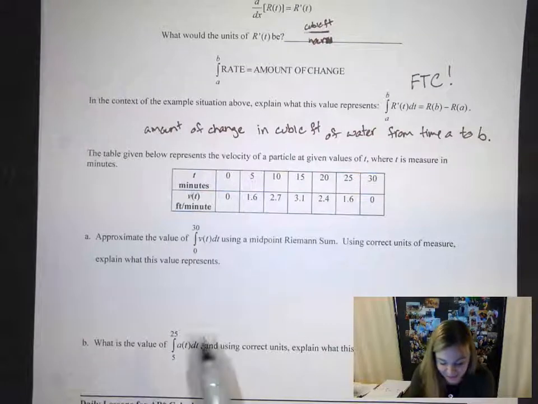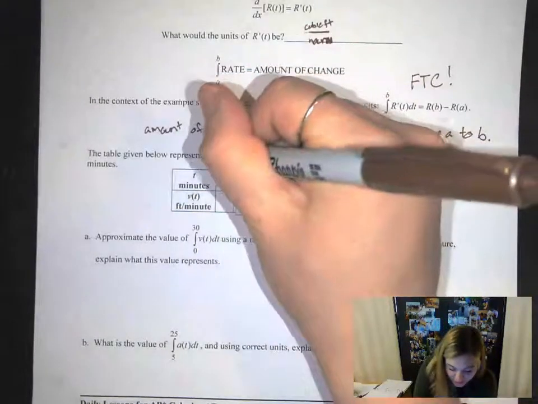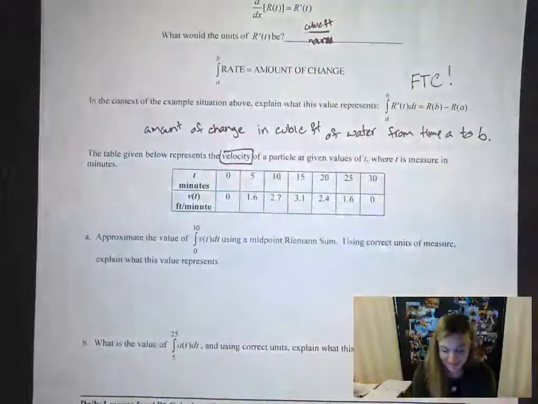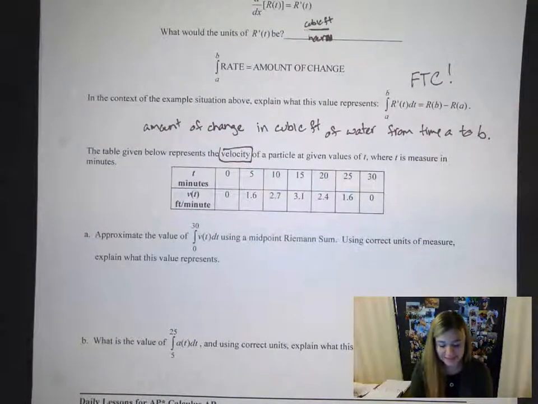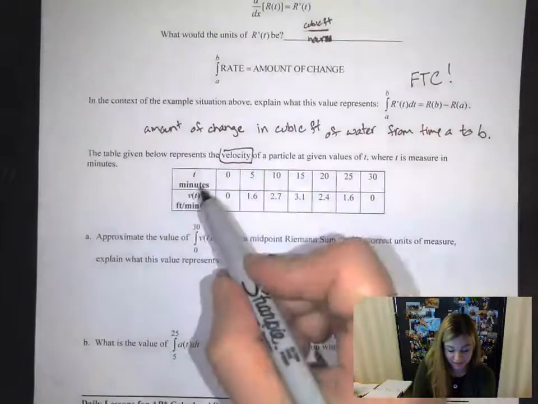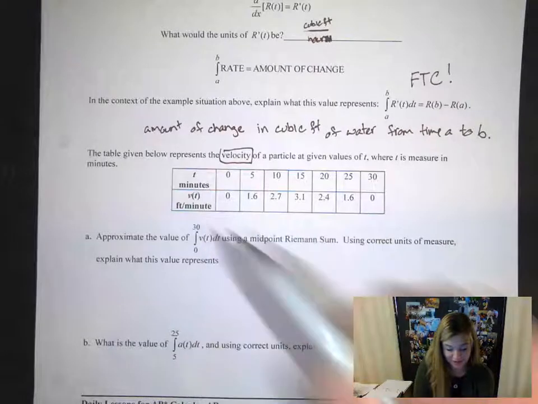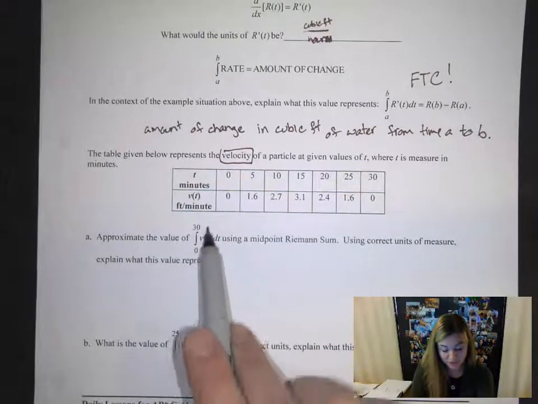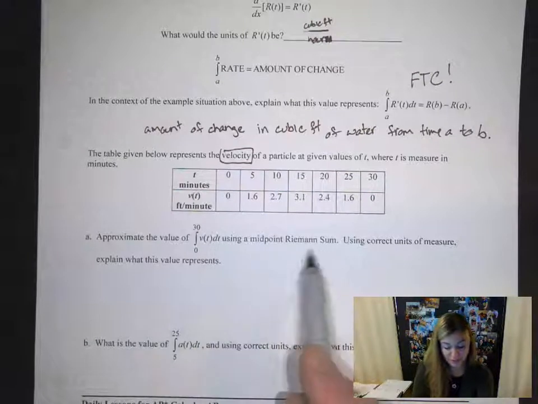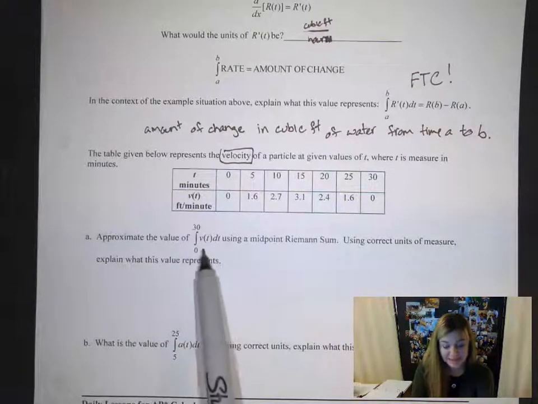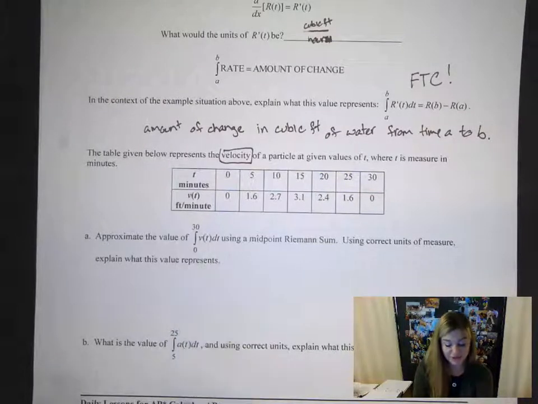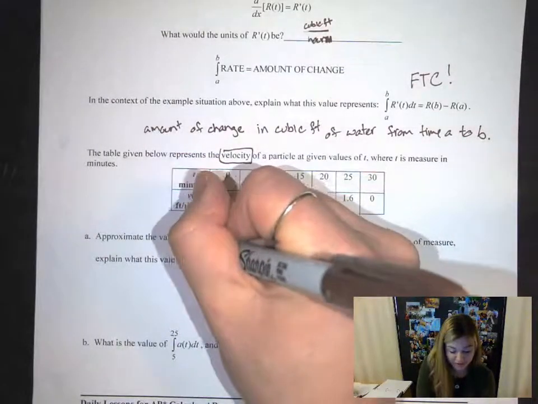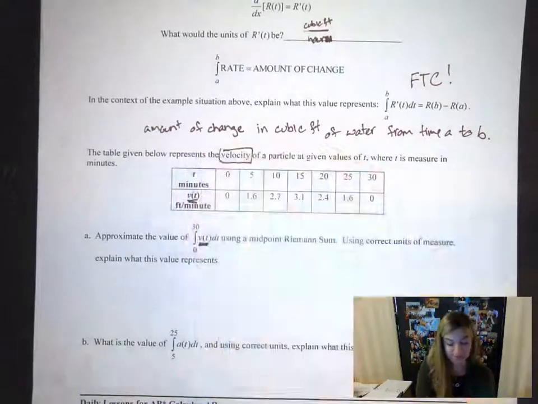And in this one, the table is given by the velocity of a particle. Okay, so velocity, that's exciting, where t is measured in minutes. So we've got time in minutes, we've got velocity here. This asks me to approximate the value of the particle from 0 to 30 of v of t using a midpoint Riemann sum. So anytime you see something like this, we want the area under the curve of v of t. I can see it matches.